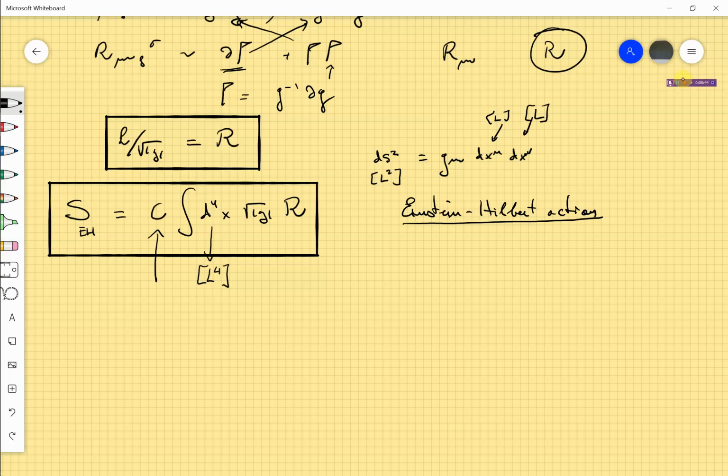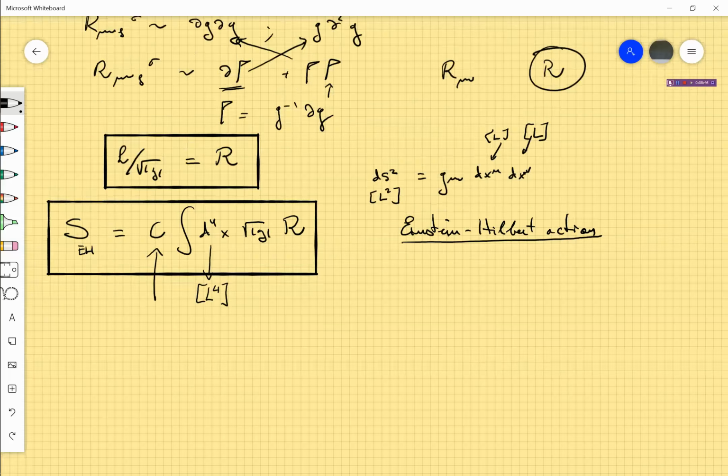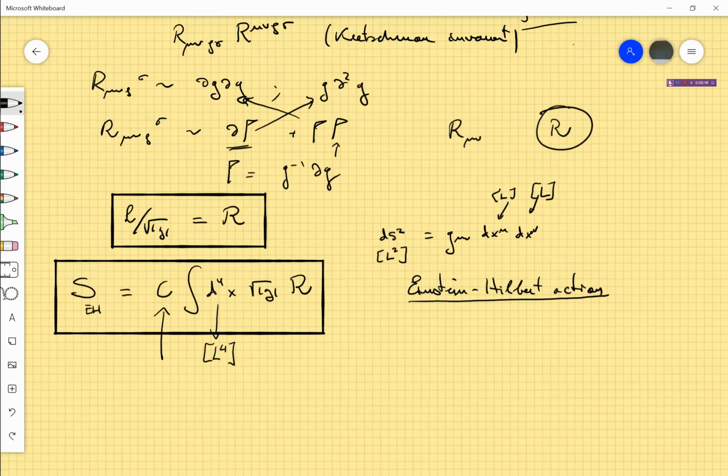And how about R? Well, we just saw here that it is given by this. The metric doesn't really count. Gamma contains first derivatives, so it has dimensions of L to the minus 1. Gamma gamma has dimensions of L to the minus 2, and partial gamma has also dimensions of L to the minus 2. So R has dimensions of L to the minus 2.